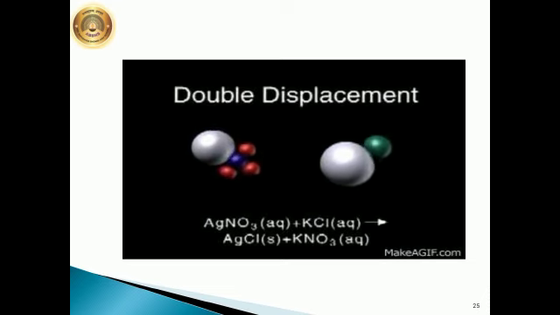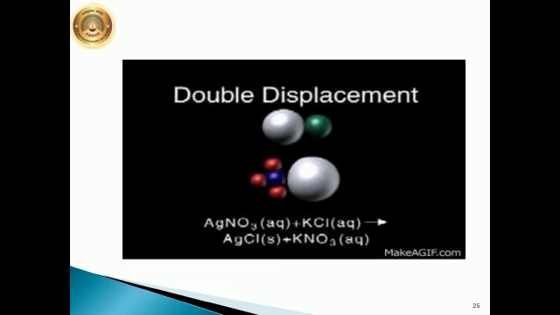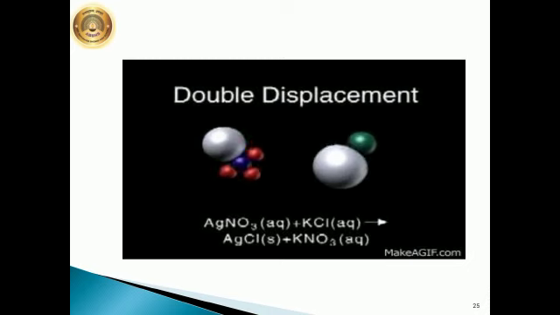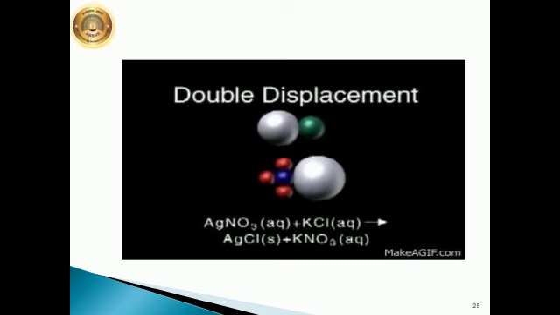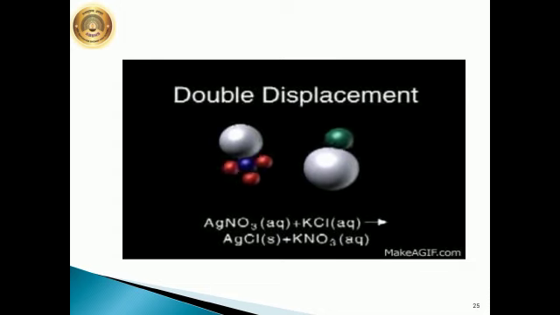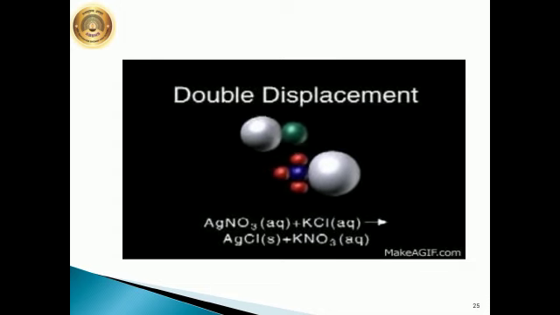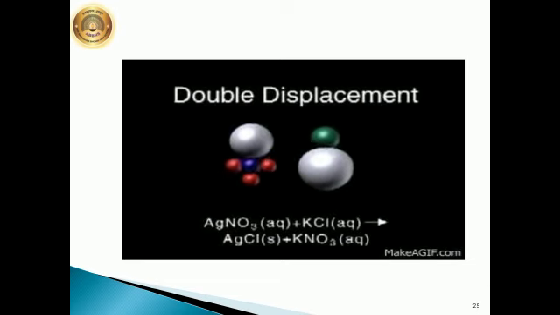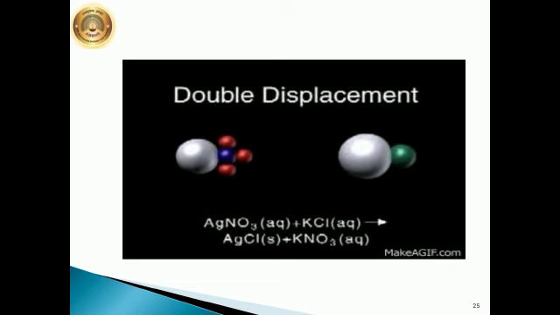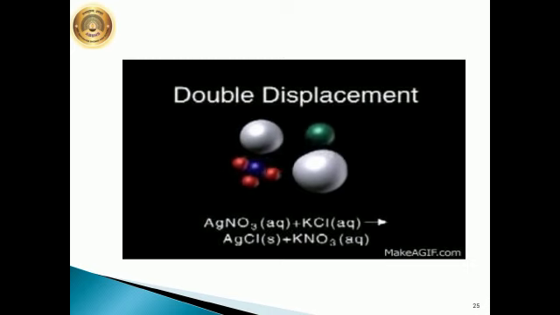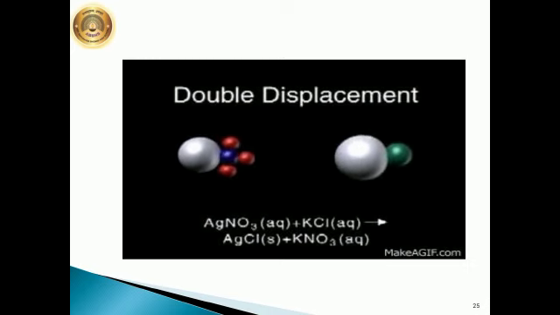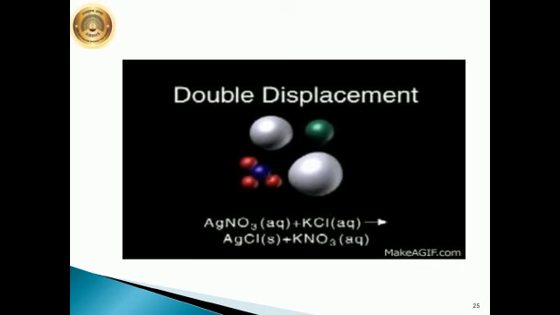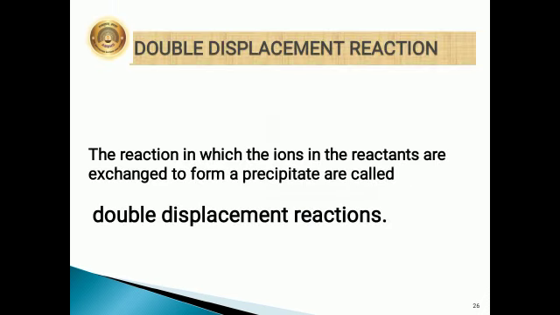Now let us see the double displacement reaction. The reaction in which the ions in the reactants are exchanged to form a precipitate is called a double displacement reaction. Means here the double displacement takes place, the two places are changed. Silver nitrate reacts with potassium chloride to give you silver chloride plus potassium nitrate. So children, you can see here the double displacement, the places are changed. So we see that the reaction in which the ions in the reactants are exchanged to form a precipitate is called a double displacement reaction.